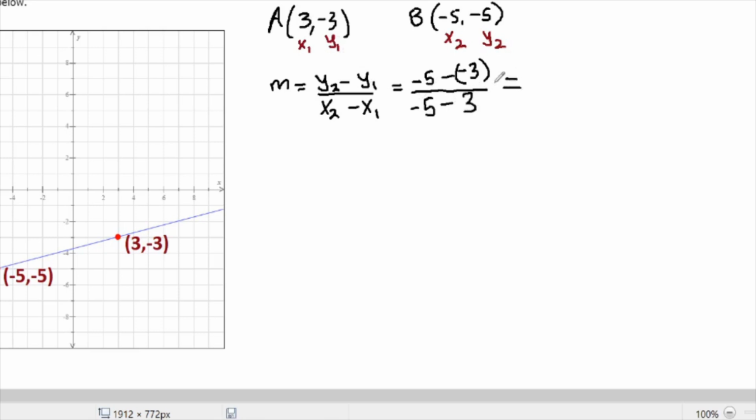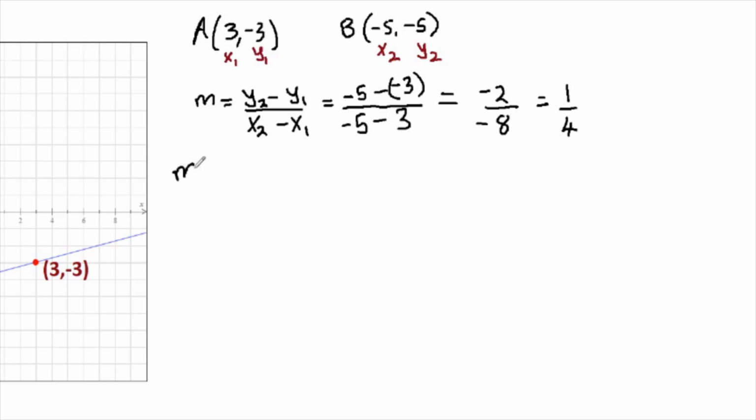So what do I have? Negative 5 subtract negative 3 will be negative 2. And negative 5 subtract 3 is negative 8. So if I simplify this, I will get 1 over 4. M is 1 over 4. Then I take one of the points.